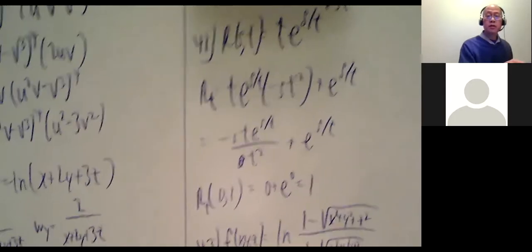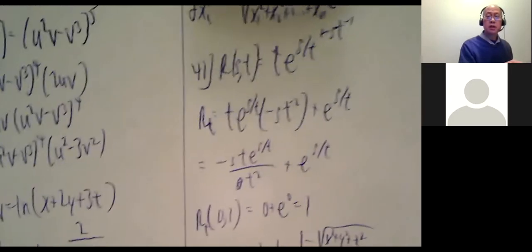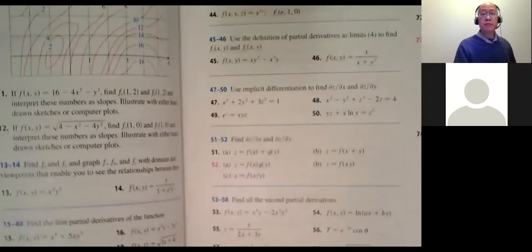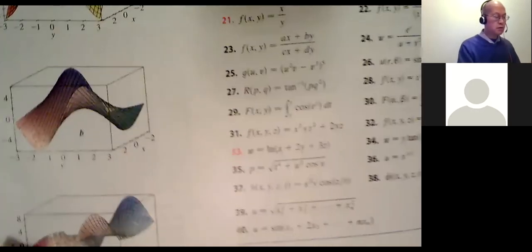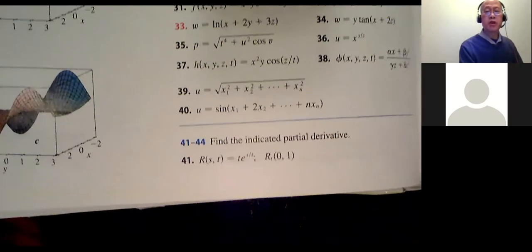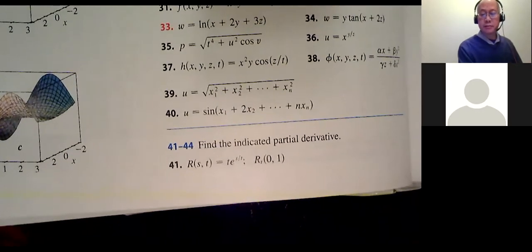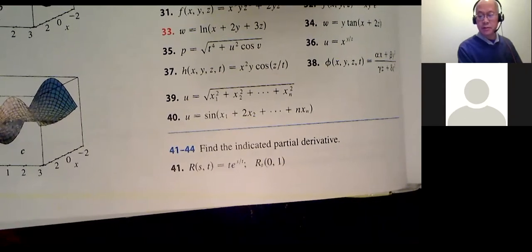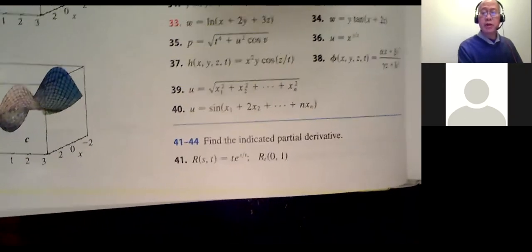All right, 41, a little bit harder function. They have r of s t. Obviously you want to get some comfort in having letters other than the ones that we're used to. We're used to z, x, and y, but you can have s and t. Find the indicated partial derivative.